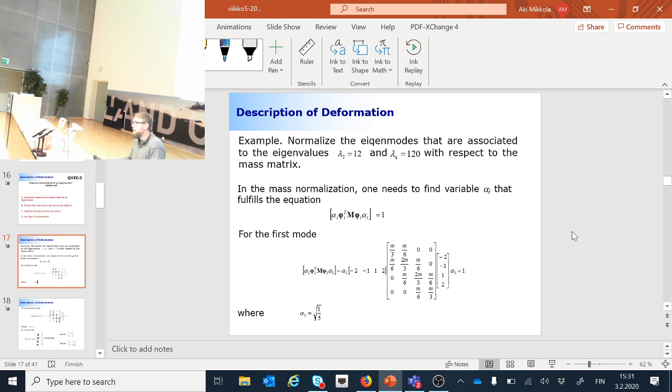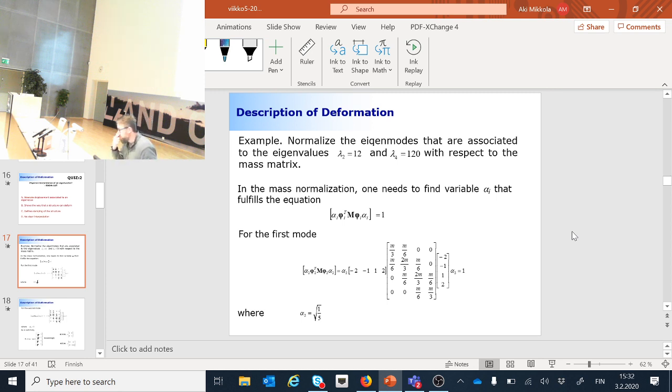And when you're normalizing this with respect to mass, it's called, surprisingly enough, mass normalization. So you're normalizing your eigenvectors in such a way that your mass matrix associated with modal coordinates will be the identity matrix. And that requires that the solution results coming out of the eigenvalue analysis may need a number that they are multiplied with.